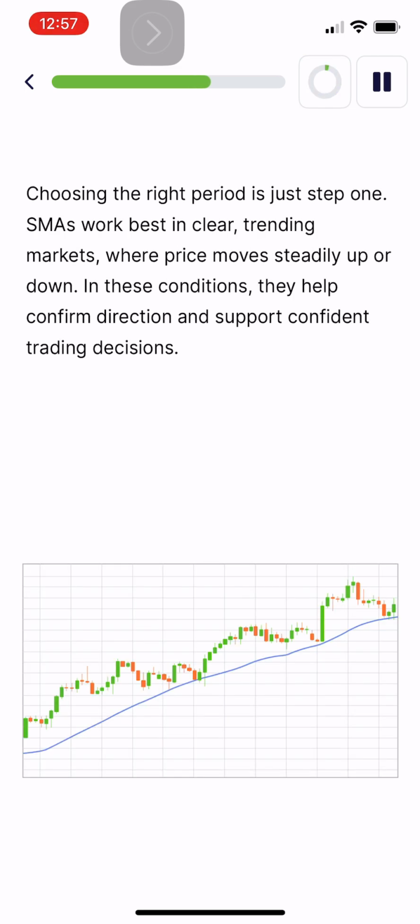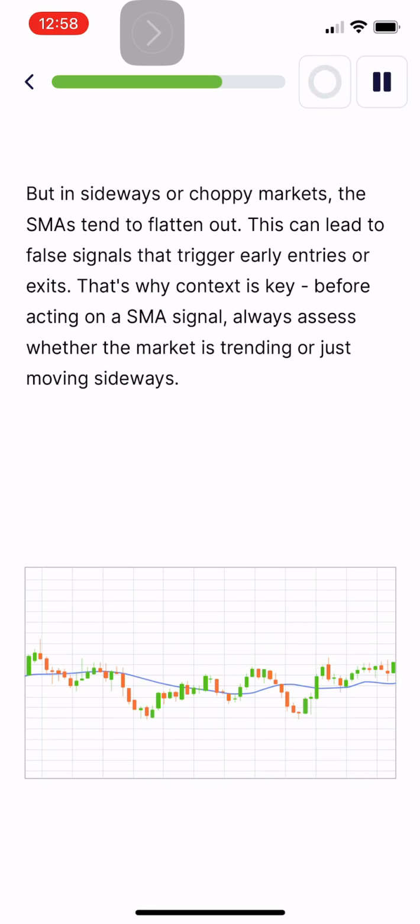Choosing the right period is just step 1. SMAs work best in clear trending markets where price moves steadily up or down. In these conditions, they help confirm direction and support confident trading decisions. But in sideways or choppy markets, the SMAs tend to flatten out. This can lead to false signals that trigger early entries or exits. That's why context is key. Before acting on a SMA signal, always assess whether the market is trending or just moving sideways.